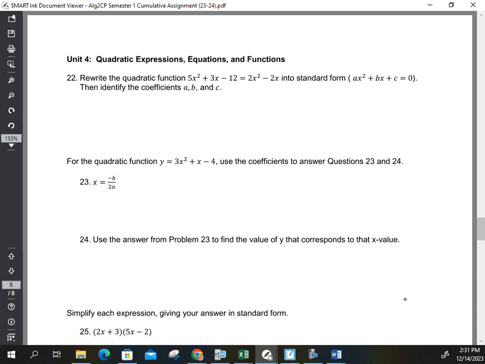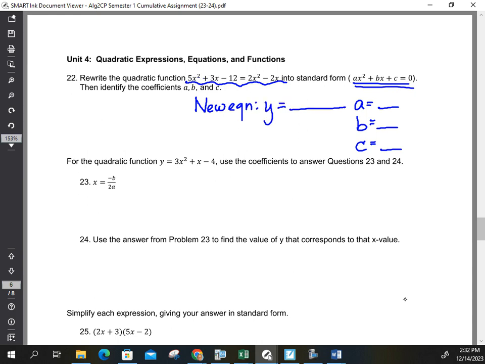All right, so problem 22. Rewrite that function into standard form. So standard form is already sitting up there. You need that equation in that format. Once you get it into that format, tell me what the A value is, the B value is, and the C value is. So the new equation is going to be y equals something. Identify your A, B, and C.